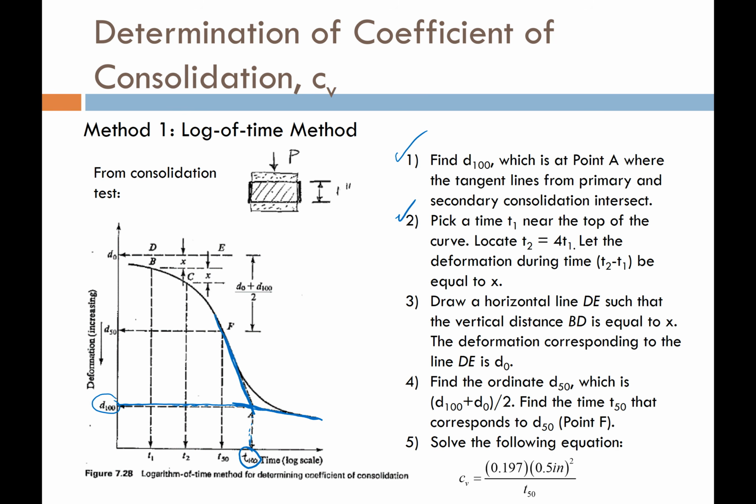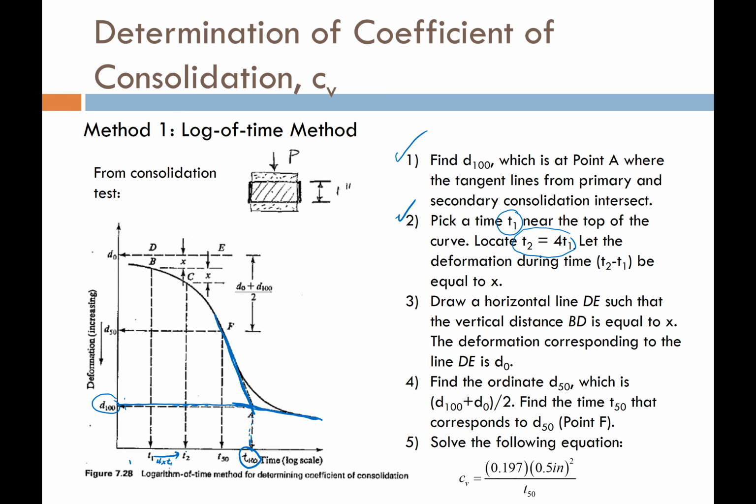Step two, we're going to pick some time T1 near the top of the curve. I recommend you pick the very first point on your curve, whatever that is, and make that T1. According to the little example they have here, they picked some point B, and that's fine, but to me it's easier to just pick the first point on your curve. So you find T1, and then you locate what we call T2. T2 is just going to equal 4 times T1.